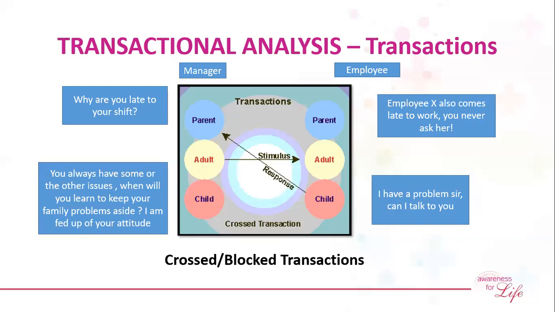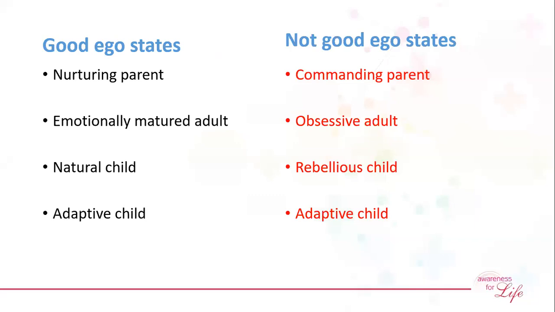So now, I guess with these two examples, it has become a little bit clear to you how transactions start failing. And our whole theory is how you can convert these crossed transactions into complementary transactions. Now I have made your job easy to understand the good ego states and the not good ego states. Remember one thing: whenever you're operating from your good ego state, you will never be in conflict, right? So suppose there is a nurturing parent inside me asking why are you late to your shift, and even if I get some weird answer, if I try to remain in that nurturing parent, I might not allow that conflict to become crossed or blocked, right?